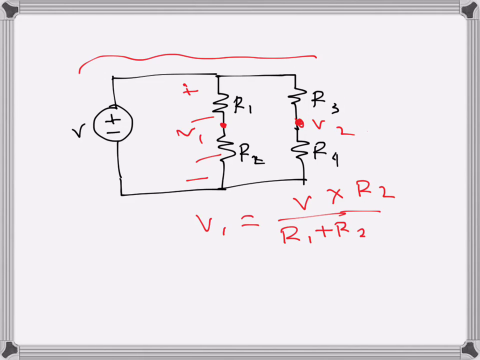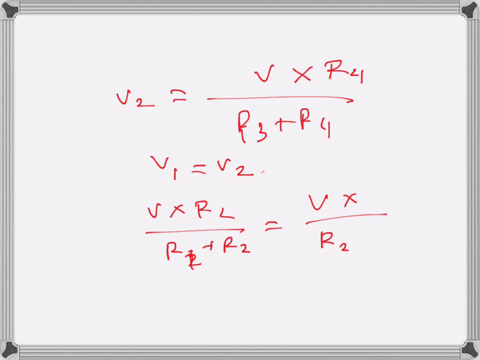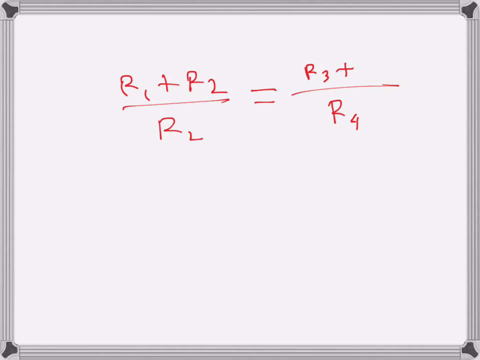Now, if V1 has to be equal to V2, what do we get? Let's assume that situation. So that will be V times R2 over R1 plus R2, equals V over R3 plus R4 times R4. So V gets cancelled and I can write this as R1 plus R2 divided by R2 equals R3 plus R4 divided by R4.